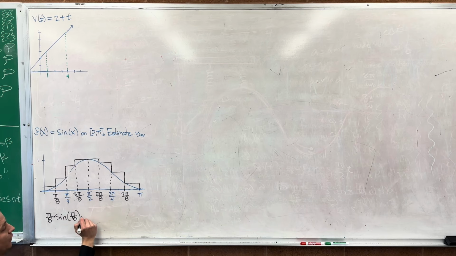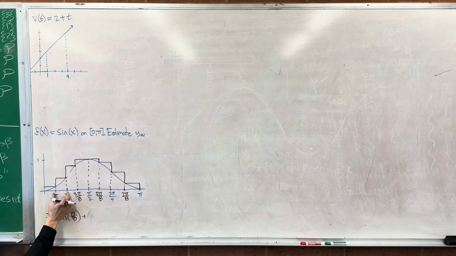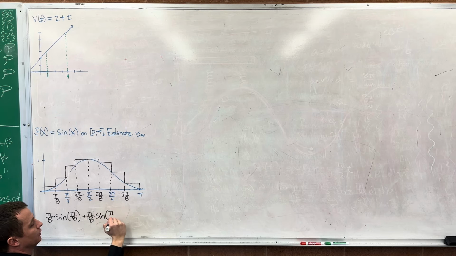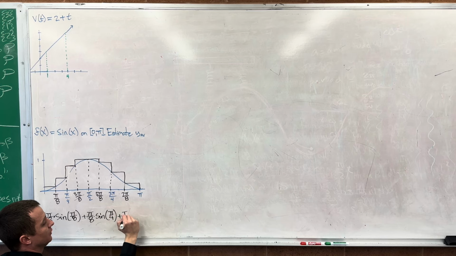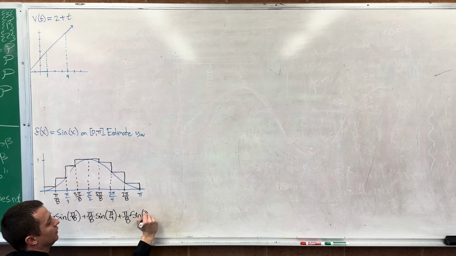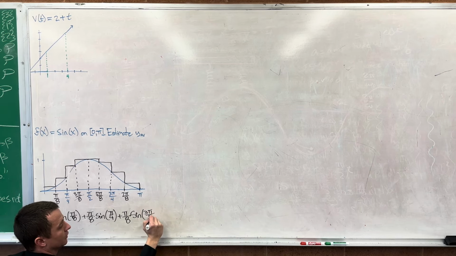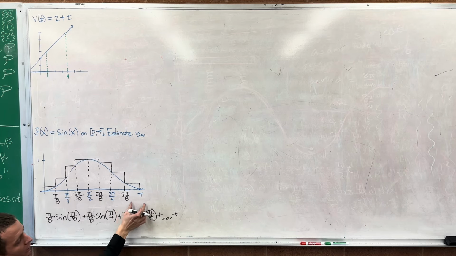Plus, what's the area of our second rectangle? Pi over 4, sine of pi over 4. What is the base? Pi over 8. They're all going to have the same base. That's right. And then pi over 8 times the sine of pi over 4, and so forth. Plus pi over 8 times the sine of 3 pi over 8. Plus, dot, dot, dot, plus, what's our last one going to be?